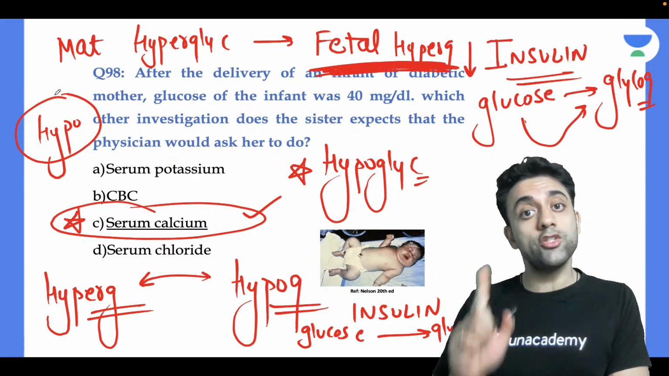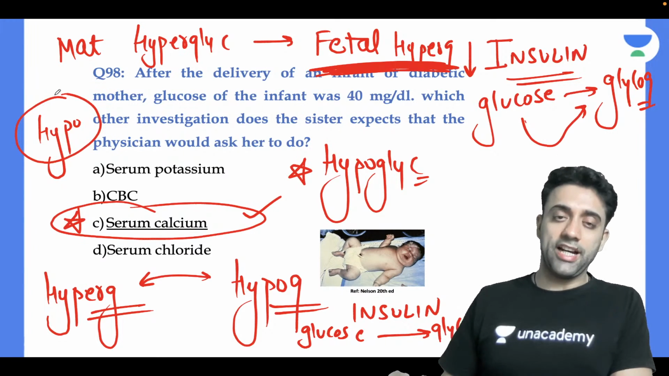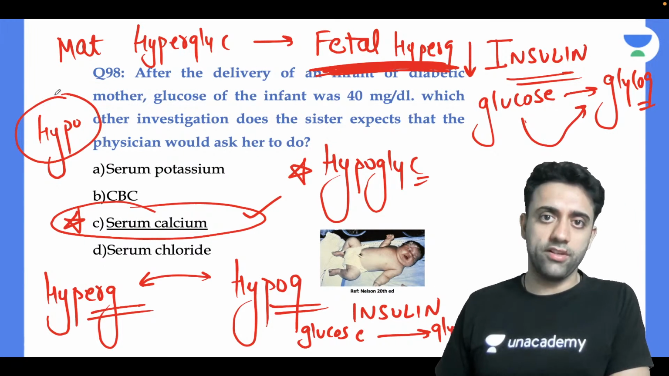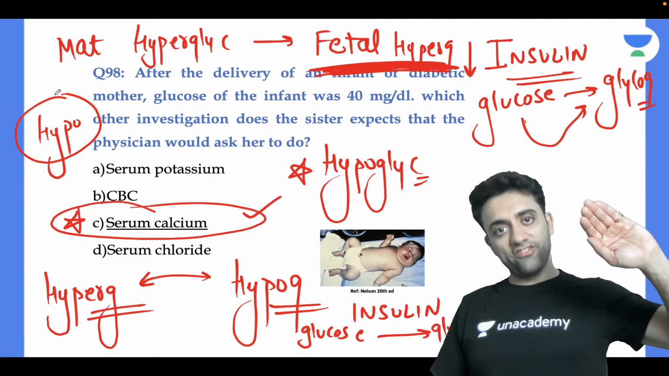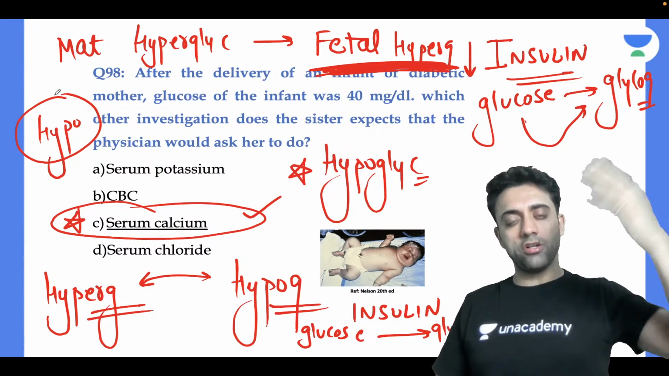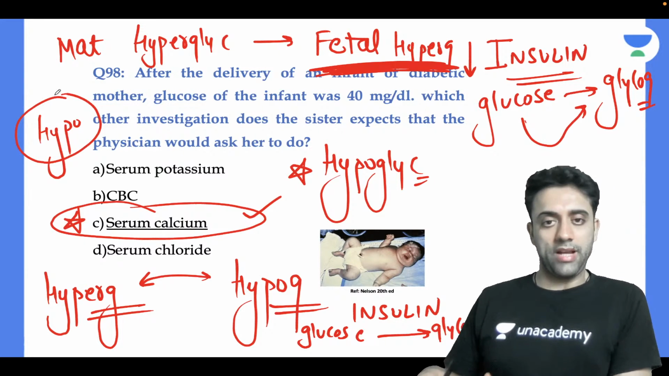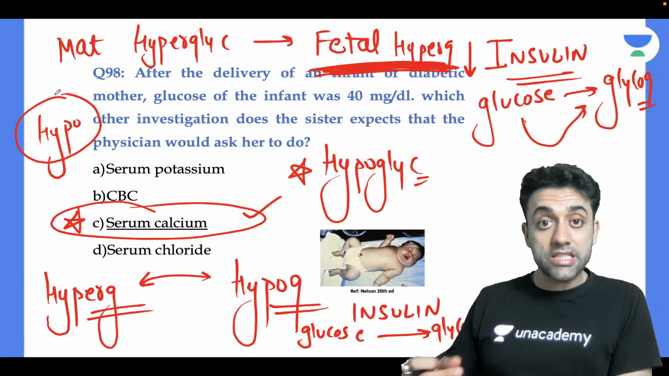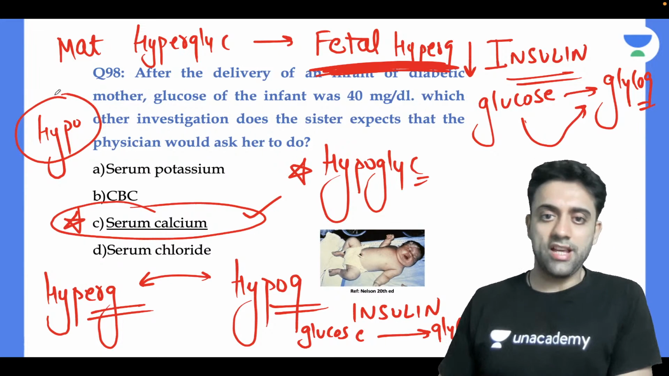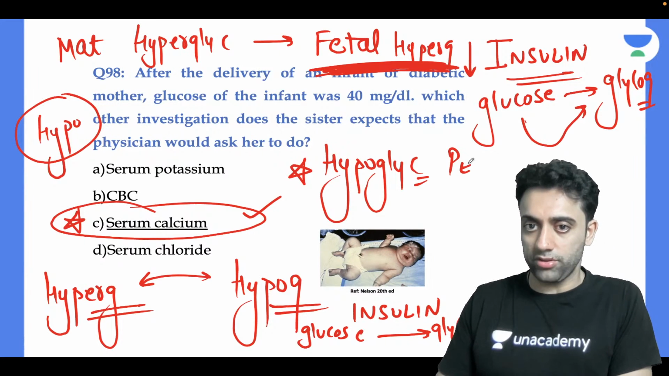And in the mother, insulin is not working properly. That is why glucose is not able to get converted into glycogen. So the mother came into a hyperglycemic picture, and the baby came into a hypoglycemic picture. This is known as modified Pedersen's hypothesis.